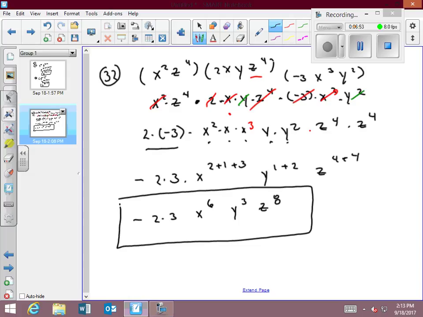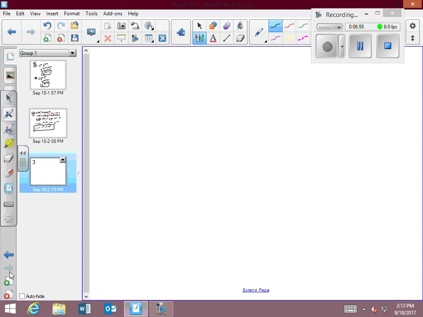All right, the next problem. 38. This is 4ab squared, minus 2ab squared, c cubed, all cubed.